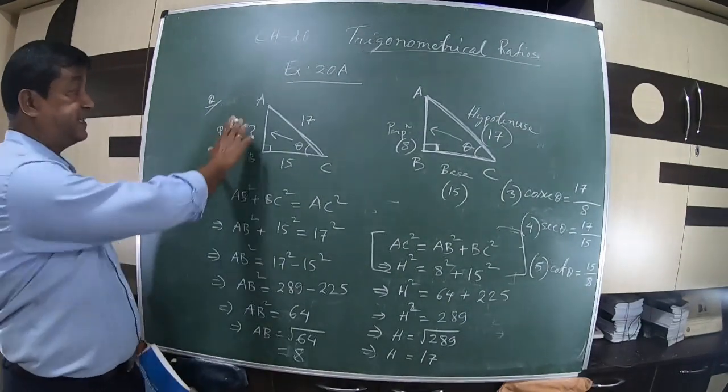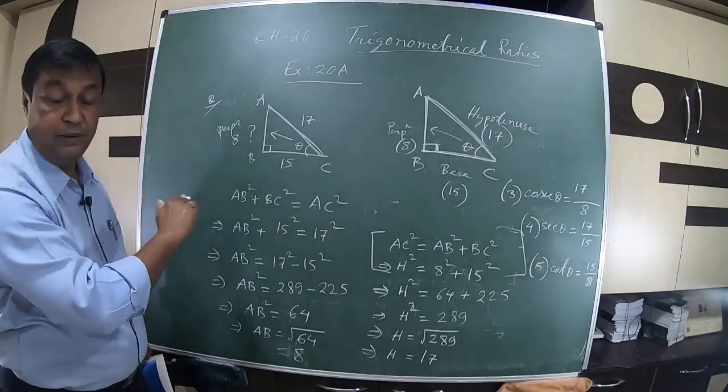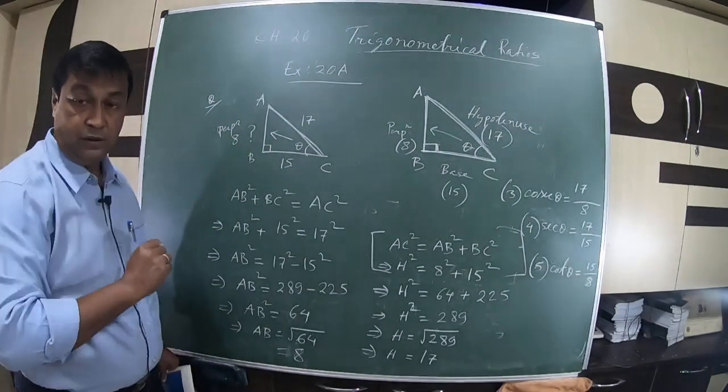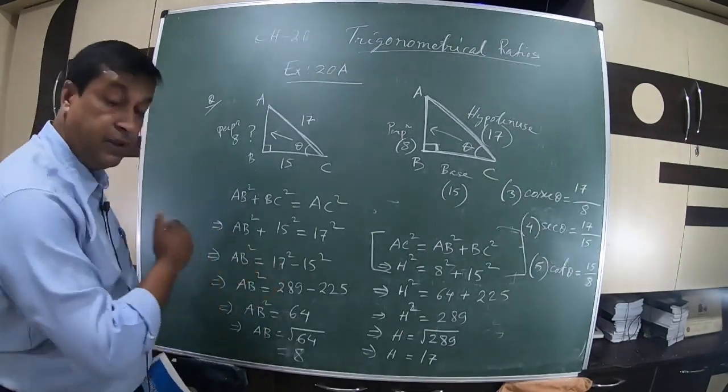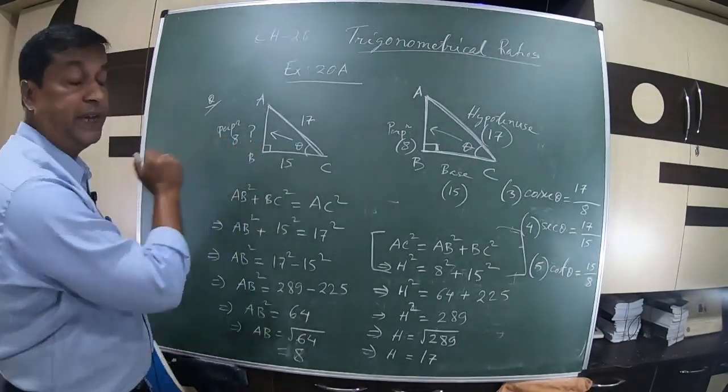For this example, I found out the perpendicular. There may be another one where you have to find out the base. So you apply the same theorem, that is the Pythagoras theorem, then replace the values, do transposition, then find out the base, then apply the formula.